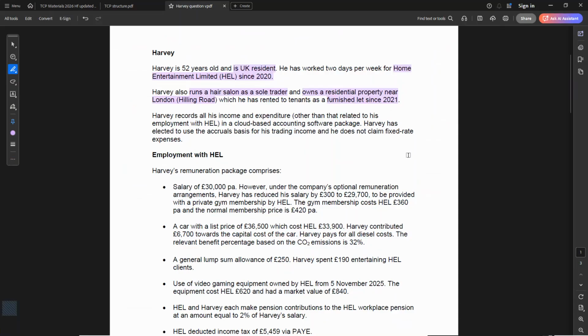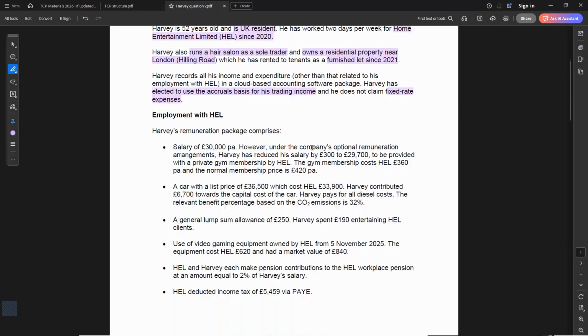Harvey records all of his income and expenditure, other than that related to his employment with HEL, in a cloud-based accounting software package. Harvey has elected to use the accruals basis for his trading income, and he does not claim fixed rate expenses. So we know for individuals with trading income, the cash basis is the default method of calculating trading income. But we've been told here that Harvey has elected to use the accruals basis. So we'll be looking at the accruals basis when calculating the trading income. We then move on to the employment section with HEL.